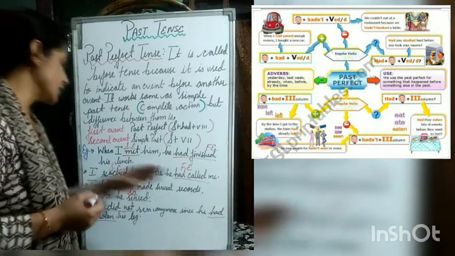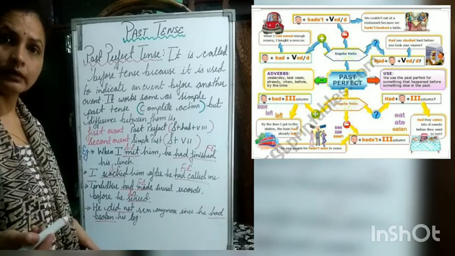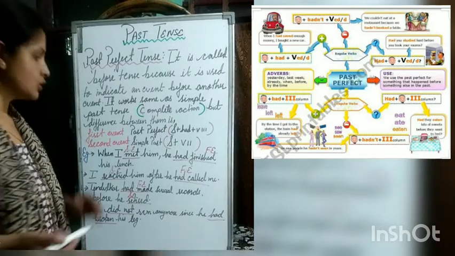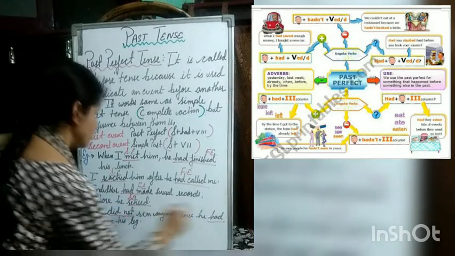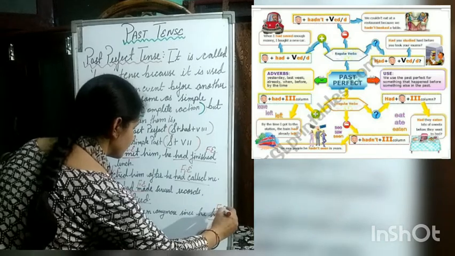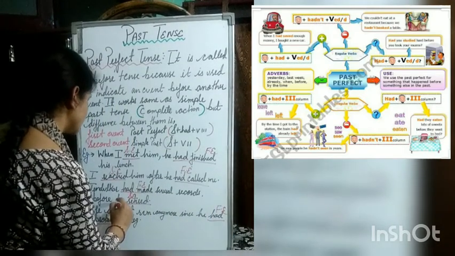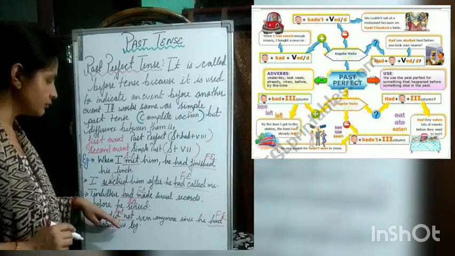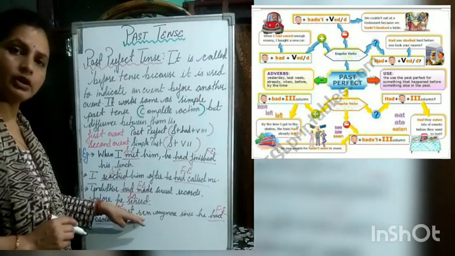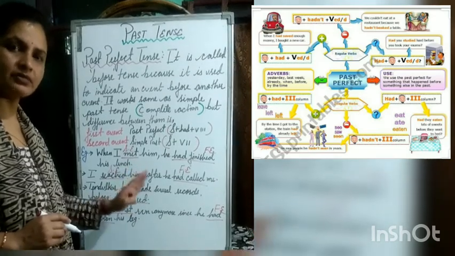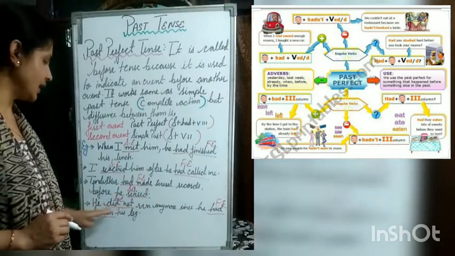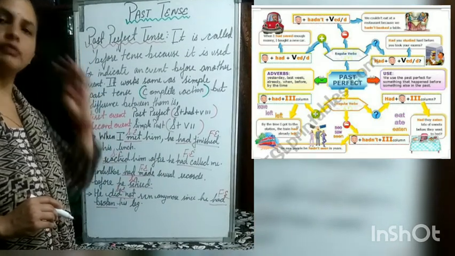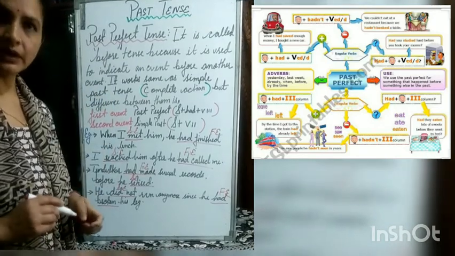So first he had broken his leg, and then he was not able to run anymore. So first event, that is had broken, and second event is did not run. With did not, what we have used here, run, that is first form of verb, as it is a negative statement. Already we have read that in negative we use first form of verb with did.